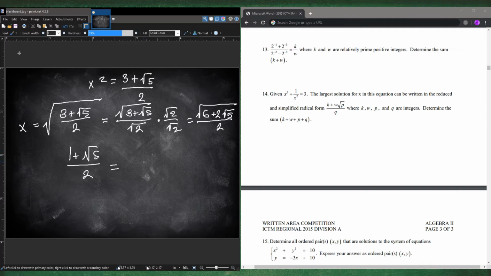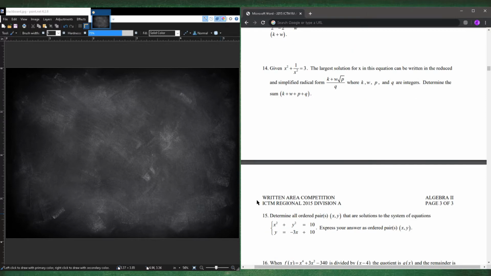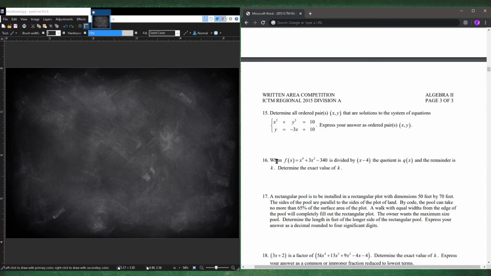And that should be equal to our k plus w squared p over q. So we know k is 1, w is 1, p is 5, and q is 2. So adding that all up together, we get an answer of 9. So that's your answer for 14. Just a bunch of rewriting. It's a long question, kind of hard.